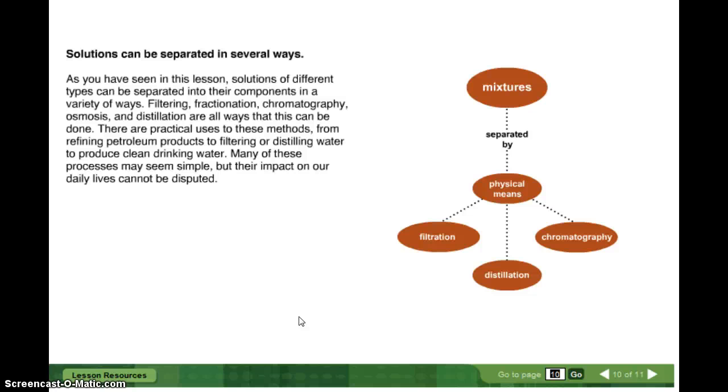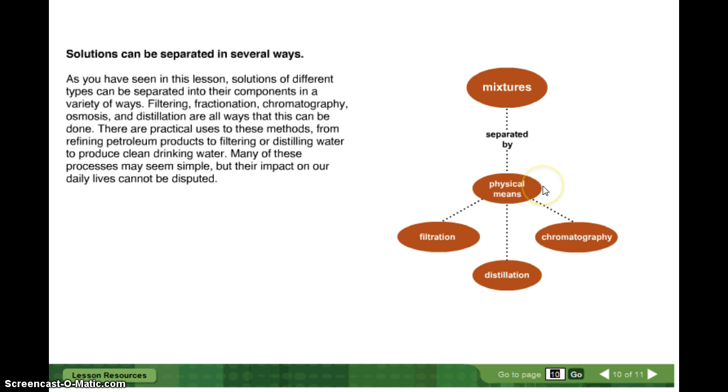Either if you have a solid and a liquid, you boil away the liquid, or you boil two different liquids, are all ways that this can be done. There are practical uses to these methods, from refining petroleum products to filtering or distilling water to produce clean drinking water. Many of these processes may seem simple, but their impact on our daily lives cannot be disputed.